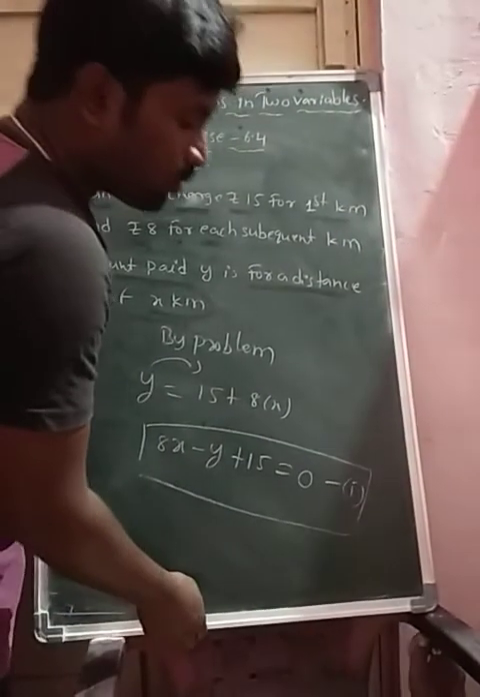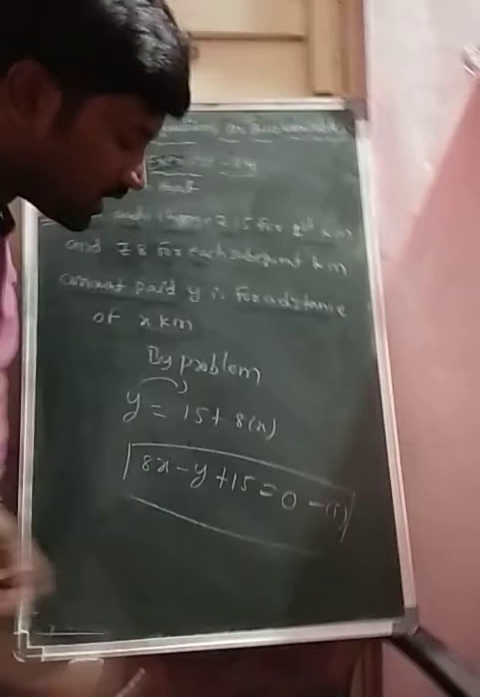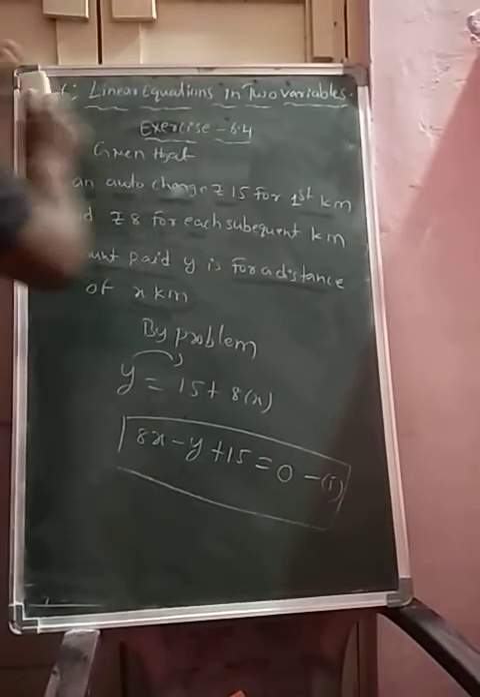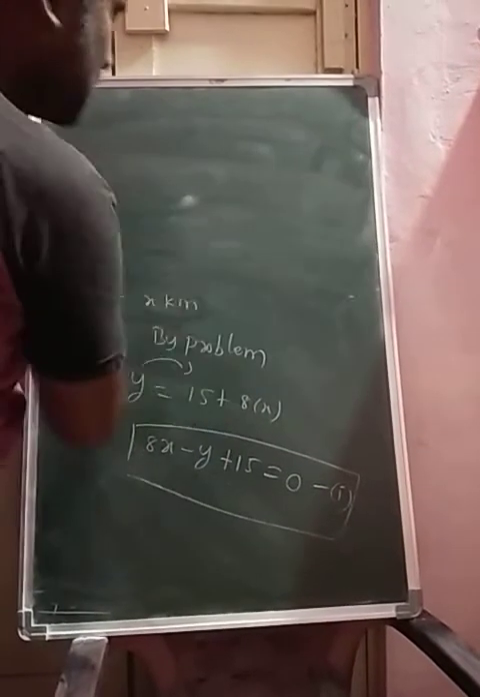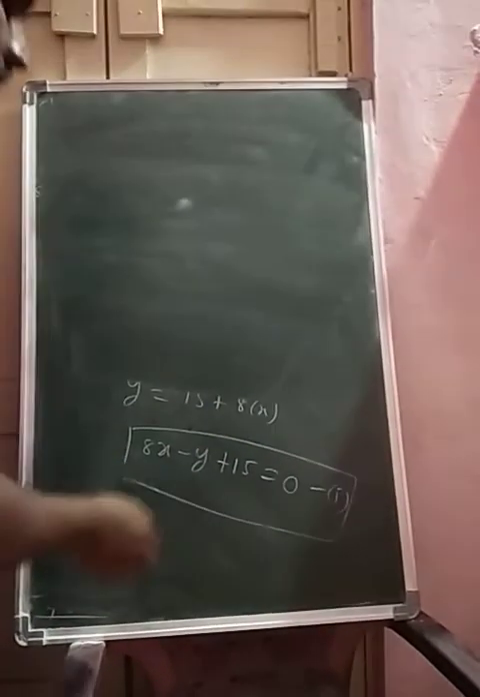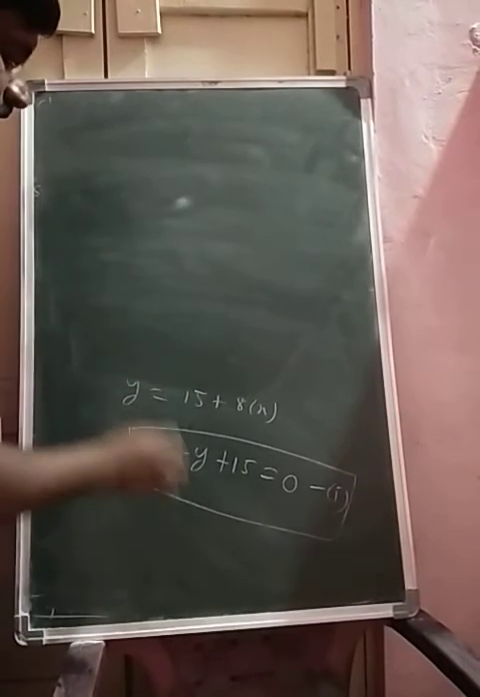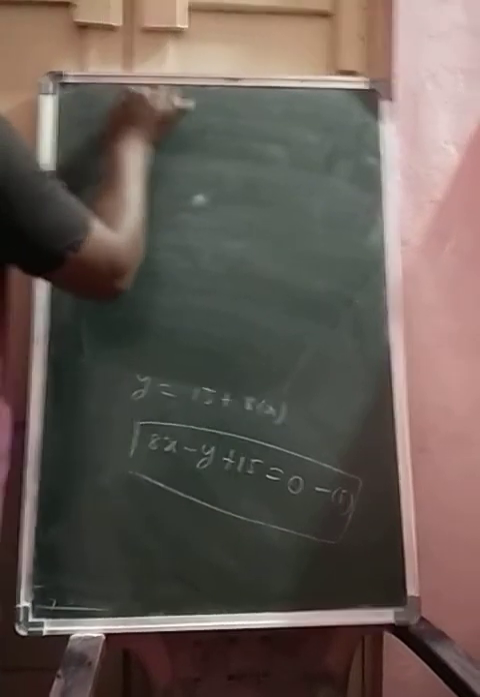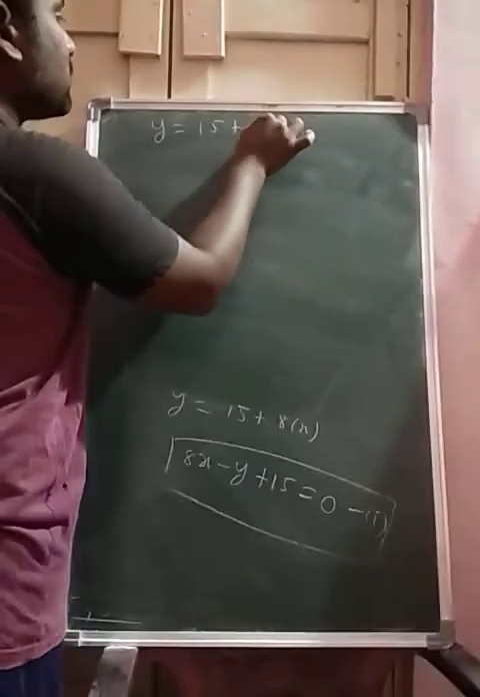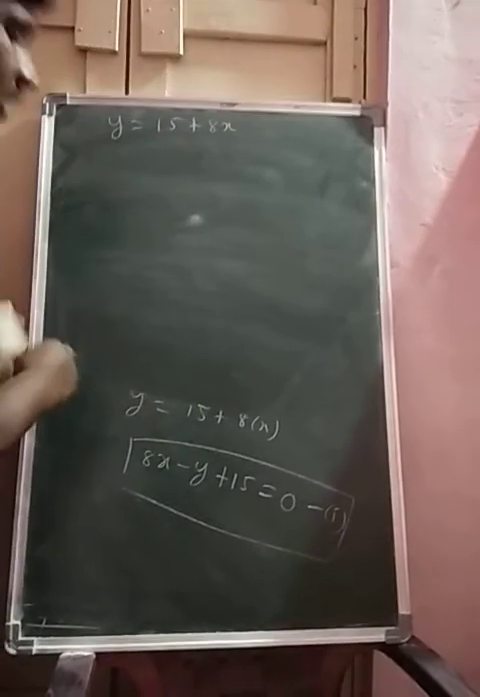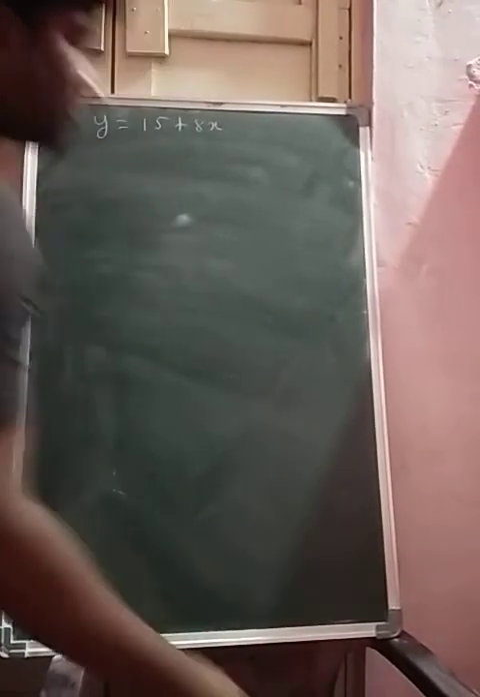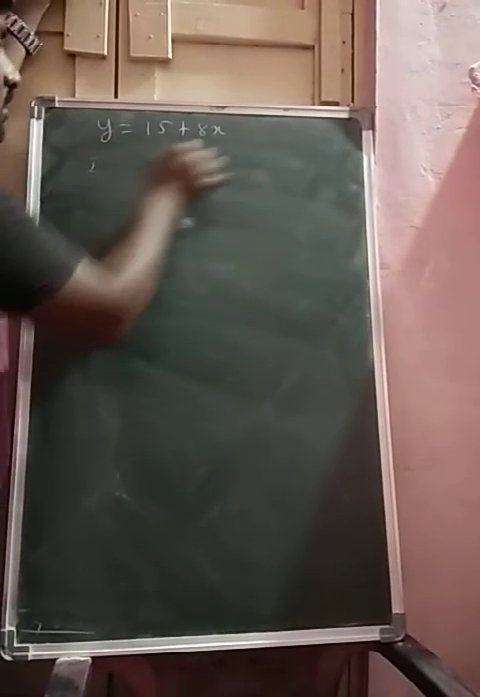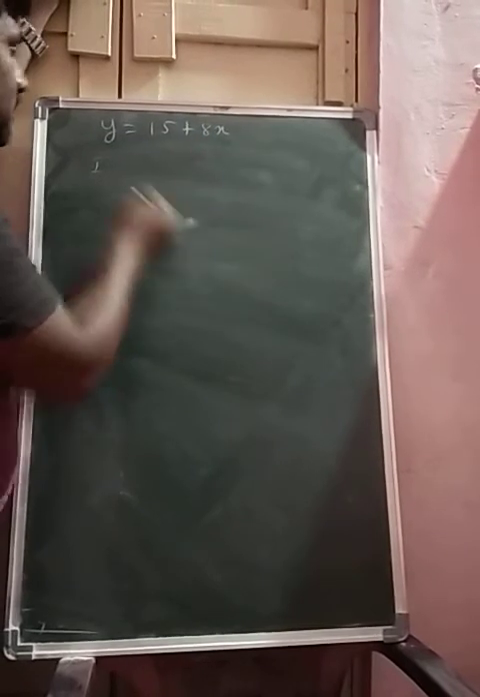Now I am going to draw the graph of this equation. First of all, I'm finding the points. After simplifying we can write y is equal to 15 plus 8x. In the place of x, you take different values.